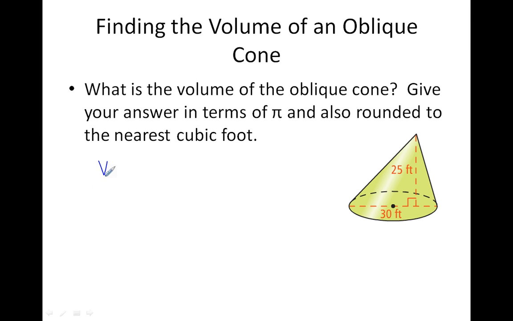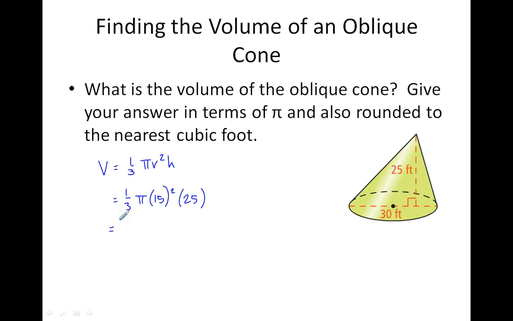Same formula. Volume equals 1/3 times the area of the base, which is pi r squared, times the height. So we have 1/3 times pi times the radius, which in this case is going to be 15. Square that times a height of 25. Now we're going to give our answer in terms of pi, and we want to round it to the nearest cubic foot. So we're going to be doing 2 different things here.